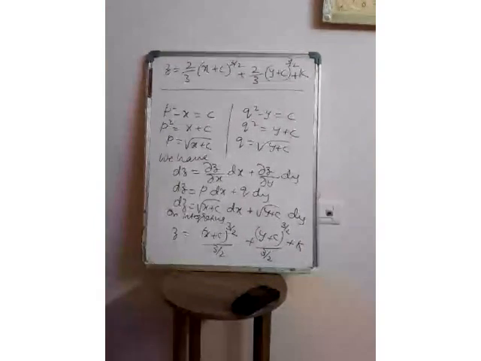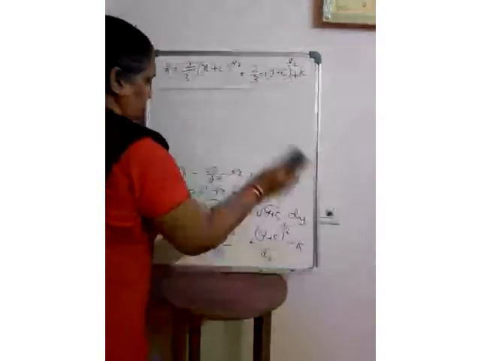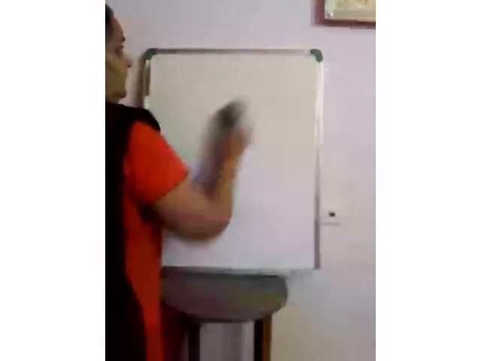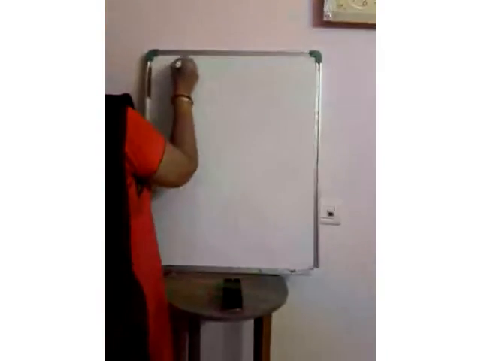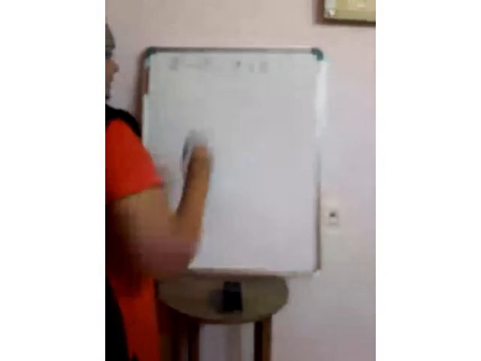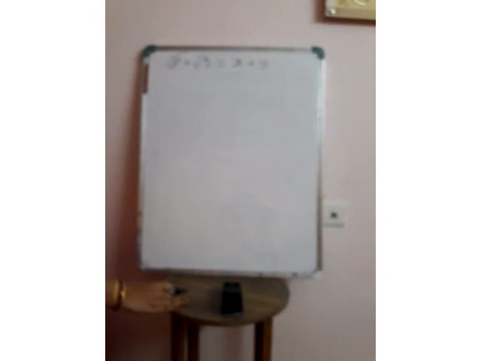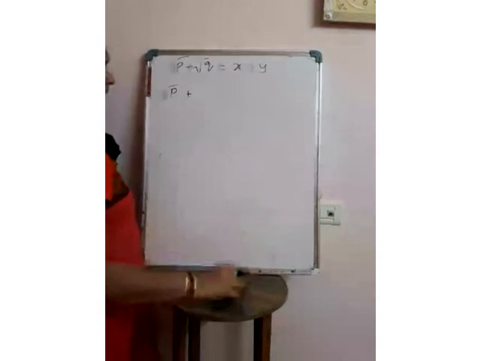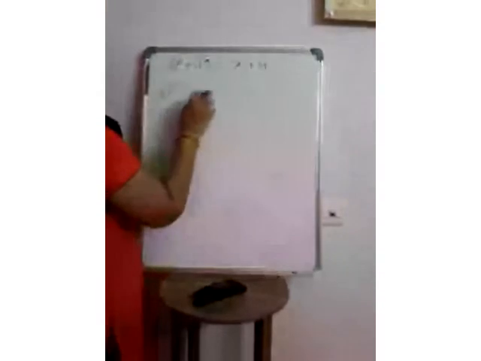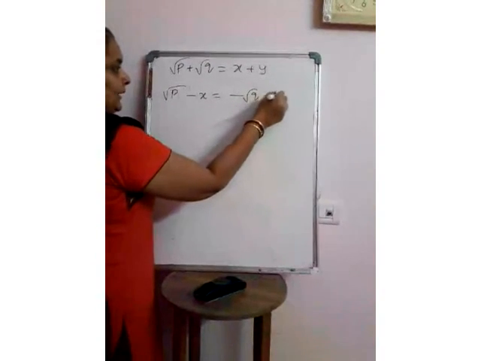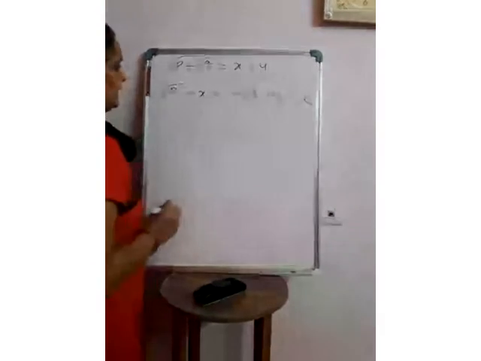Suppose you are given root p plus root q is equal to x plus y. Even in this problem we have only p, q, x, y without z. And also we can separate p and x on one side. How can we separate it? Root p, bring this x to the left hand side: root p minus x is equal to minus root q plus y. Equate each term to a constant k.